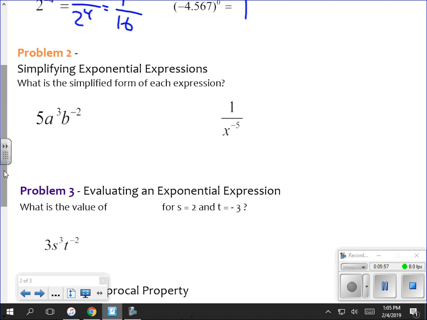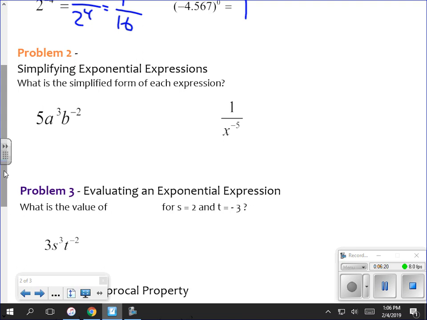Problem number 2, simplifying exponential expressions. When we have variables raised to powers, one of the rules is that you're not allowed to have negative exponents in your final answer. Positive exponents are fine, negative exponents aren't.